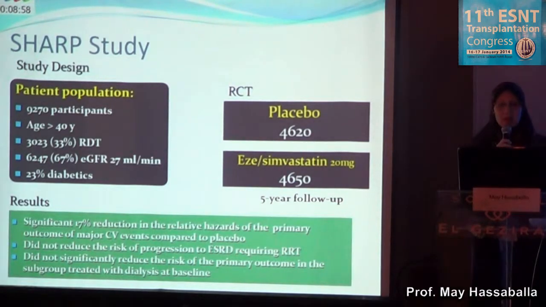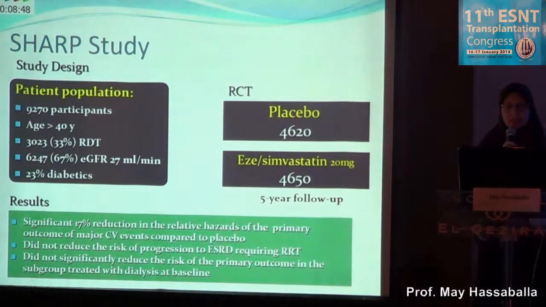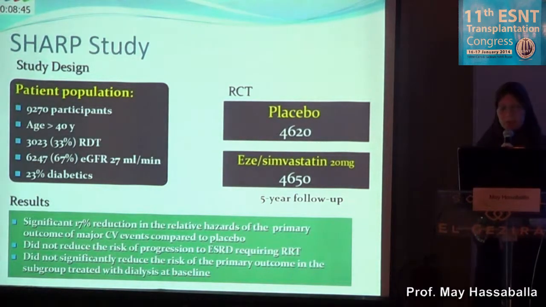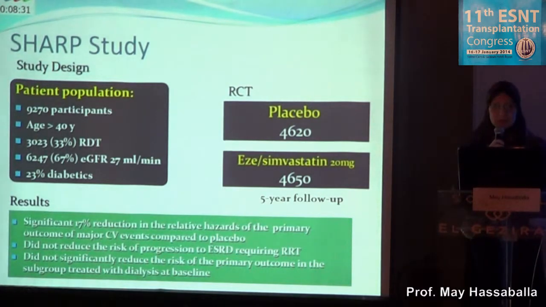Remember that we have some studies, like the TNT study, for instance, indicating that treatment of dyslipidemia has a good impact on progression or the renal outcome, but this was not proved in the recent researches that you see here. And also it did not significantly reduce the risk of the primary outcome in the subgroup treated with dialysis at baseline. So when we treat our patients now, we treat because of cardiovascular risk, not because of the renal outcome.